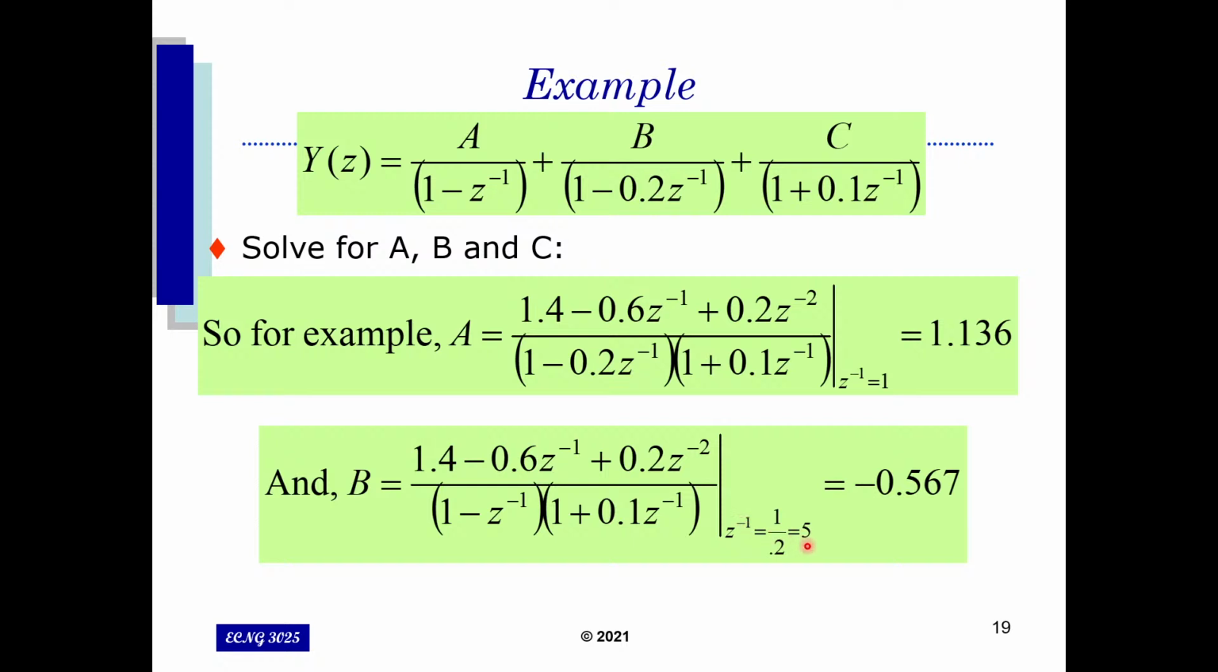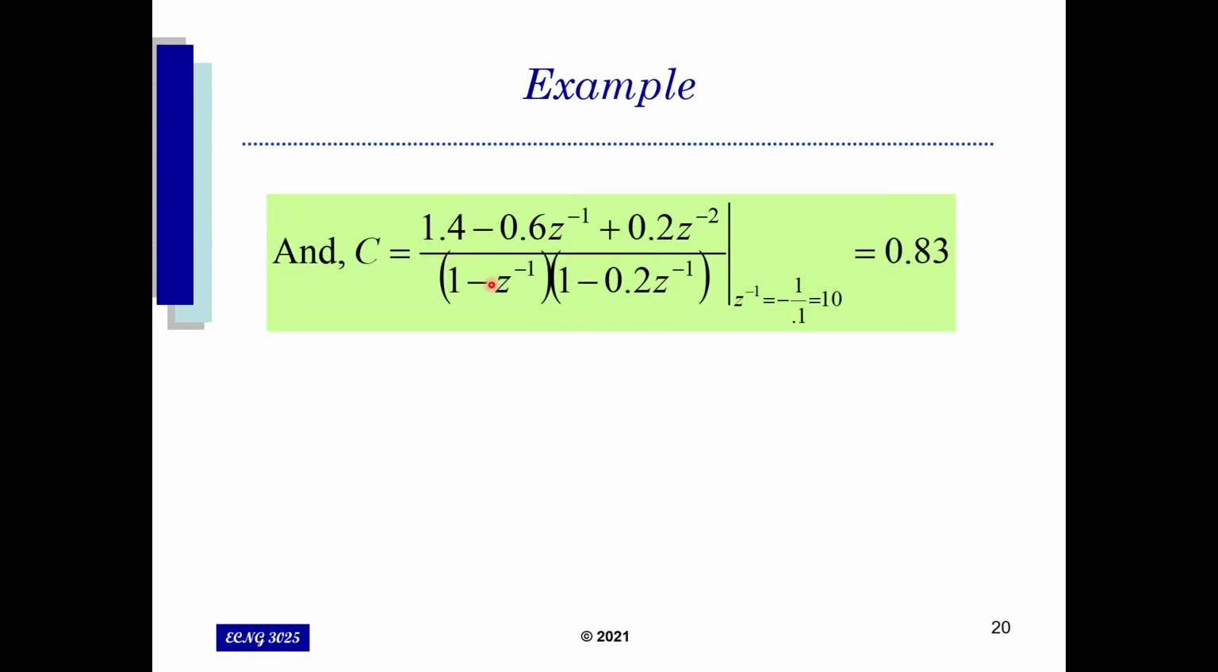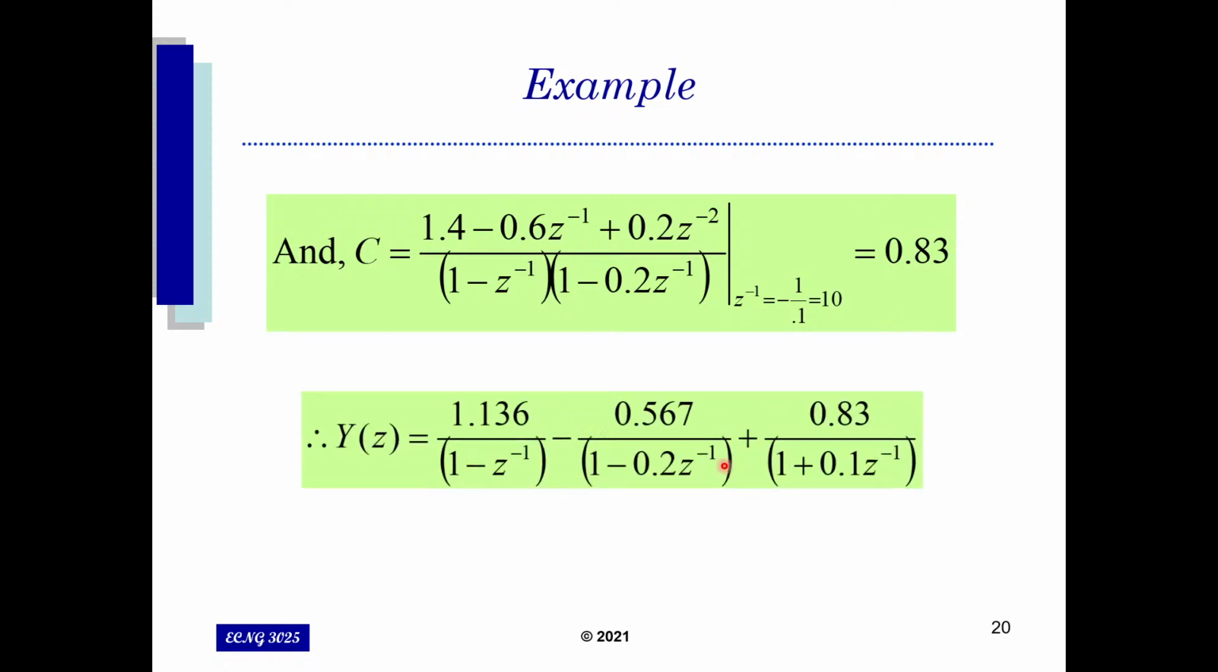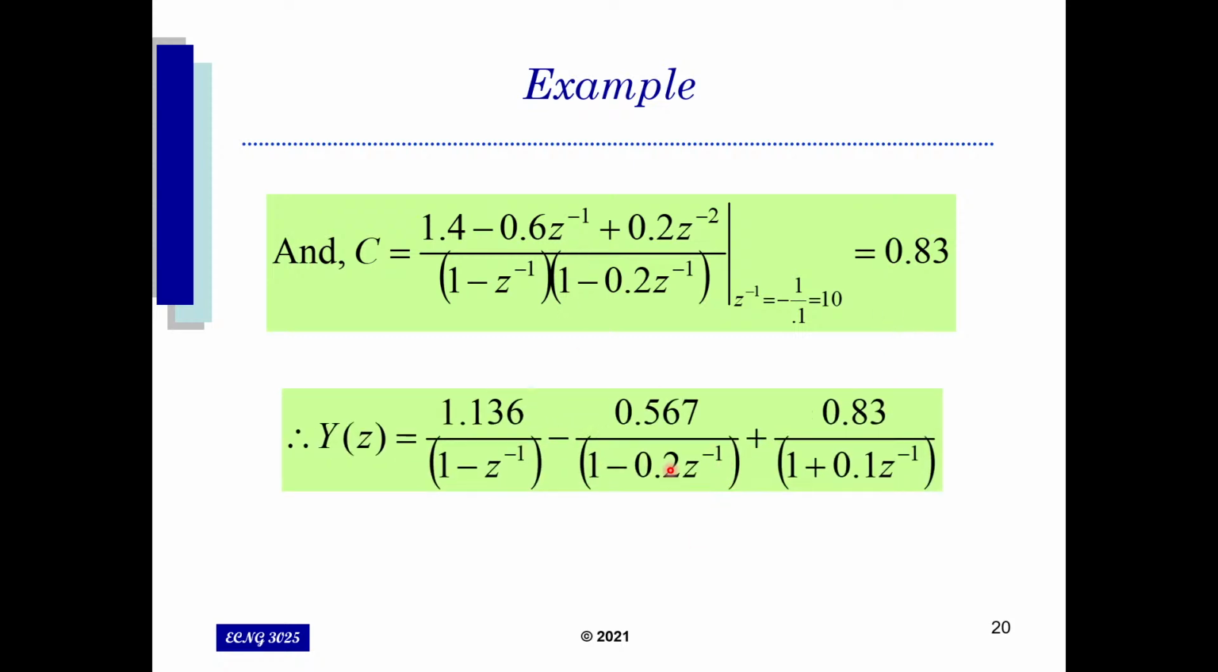So as such, we get a result of 5, and we substitute this value into this equation to solve for b. Similarly, we can do the same thing for c as well. It's basically the same method that we use to solve for a, b, and c. So once we have our terms for a, b, and c, we put them back into our Y of z equation.